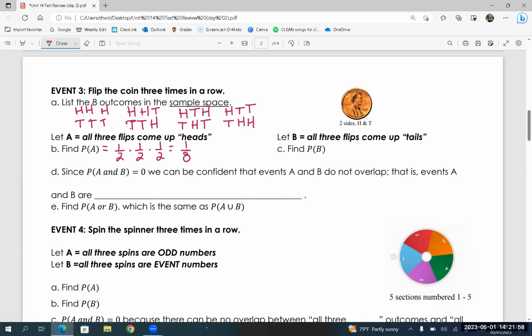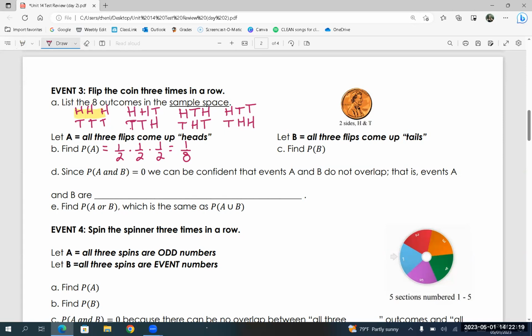So, that makes sense because all 3 flips coming up heads would be 1 out of the total 8 options that we had listed in our sample space above. Oops, I was looking at this up here. There we go. Okay, part C, find the probability of B.